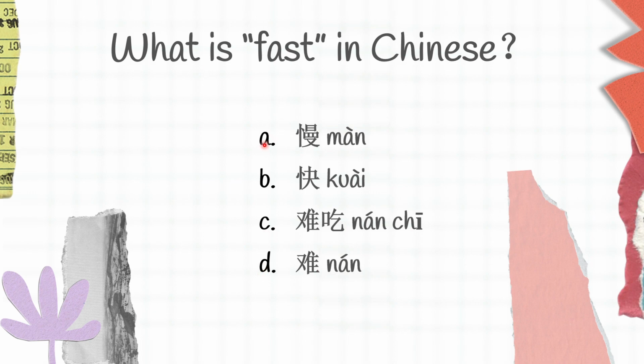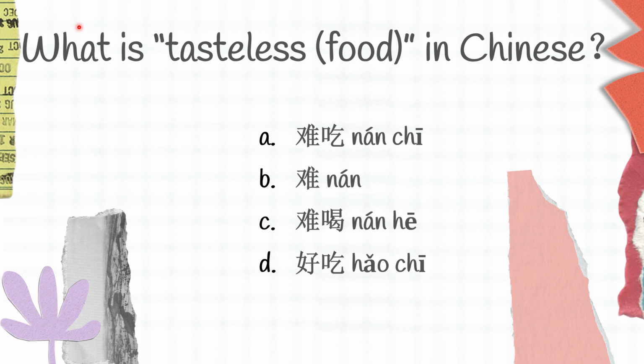So 慢 is slow, 快 is fast, 难吃 is tasteless for food, and 难 is difficult. So fast in Chinese is B, 快. The next question here, what is tasteless for food in Chinese? So you have A, 难吃, B, 难, C, 难喝, and D, 好吃. So which one of them is correct here?